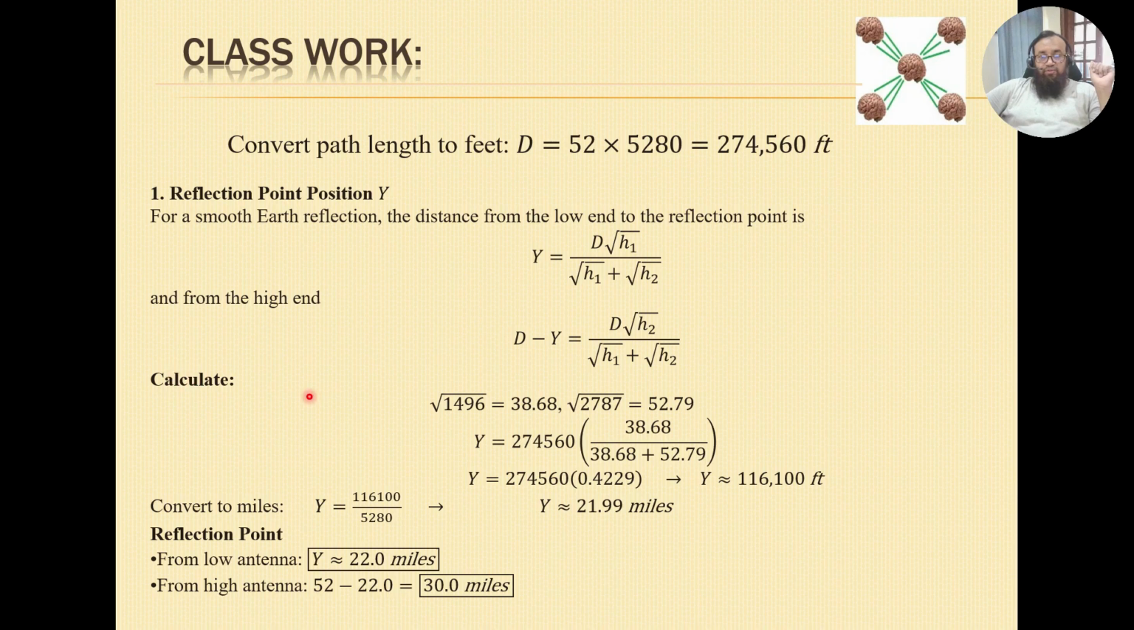So now we will calculate, but because height 1 and height 2 are under the root, first we calculate both the square roots, like square root of 1496 and square root of 2787. We get these values and we put these values in this formula.